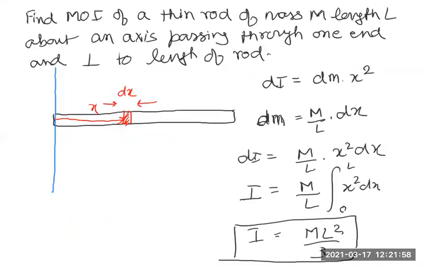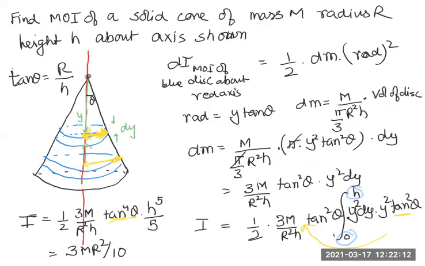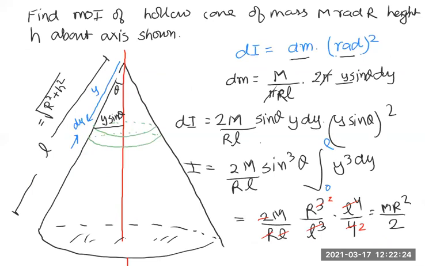This is the moment of inertia of a thin rod about an axis passing through one end. This is the moment of inertia of a hollow, solid cone. Finally, this is the moment of inertia of a hollow cone.